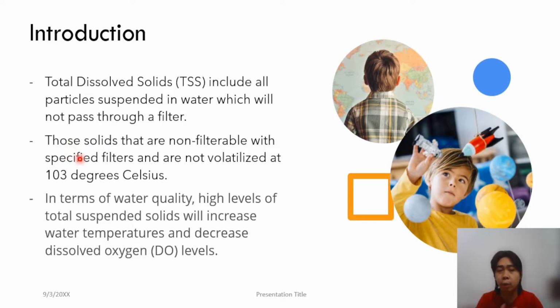So in terms of water quality, high levels of total suspended solids will increase water temperatures and, on the other hand, decrease dissolved oxygen, DO, levels. This is because suspended particles absorb more heat from solar radiation than water molecules will. This heat is then transferred to the surrounding water by conduction. Warmer water cannot hold as much dissolved oxygen as colder water, so eventually the DO levels will drop.